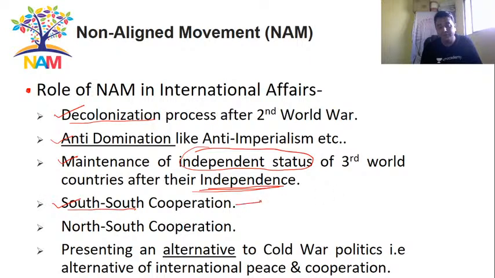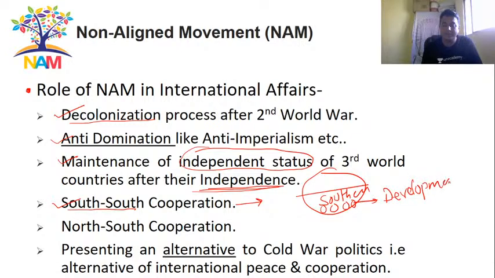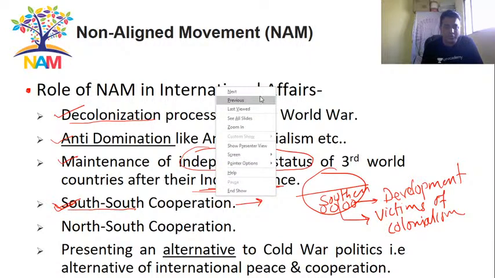And earlier we mentioned what South-South cooperation is. The countries in the southern hemisphere should support each other for development, that is South-South cooperation. And most of these southern countries were the victims of colonialism. So, to promote South-South cooperation, do you know any example of South-South cooperation?